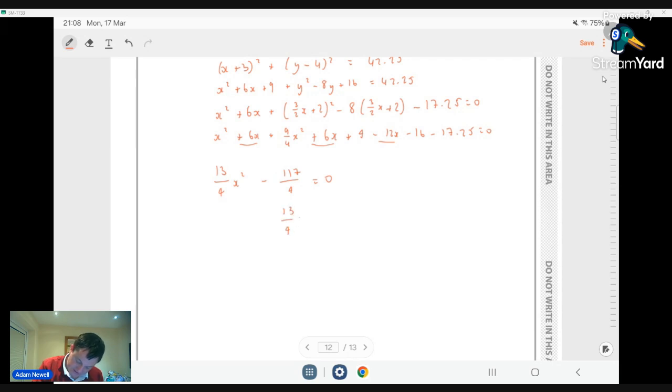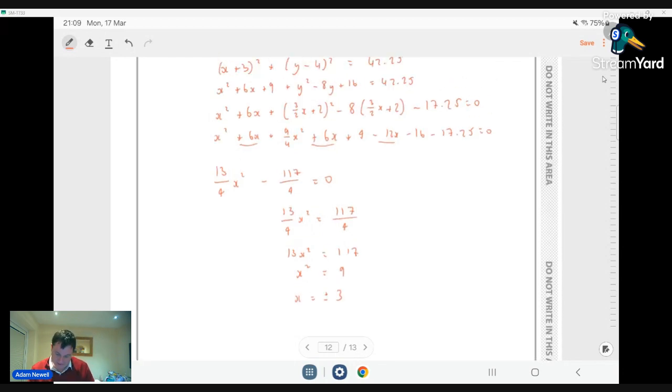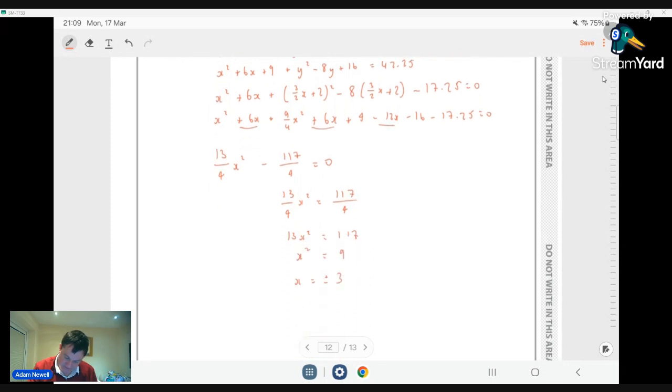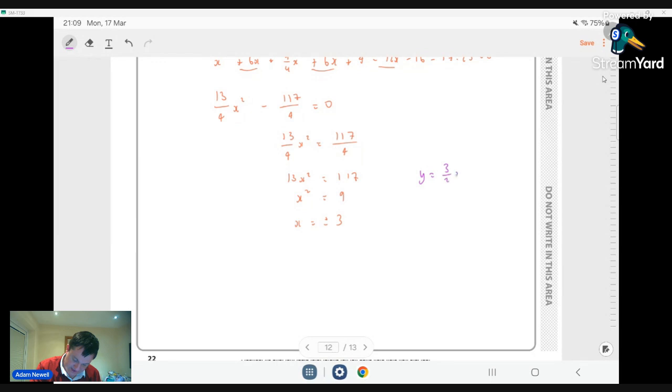So 13 over 4x squared equals 117 over 4. Times both by 4, we get 13x squared equals 117. Divide by 13, and we get x squared equals 9. So therefore, x equals plus or minus 3. And I'm going to put that back into this equation here. So let me rewrite it. So y is 3 over 2x plus 2. When x is equal to 3, y equals 3 over 2 times by 3 plus 2.